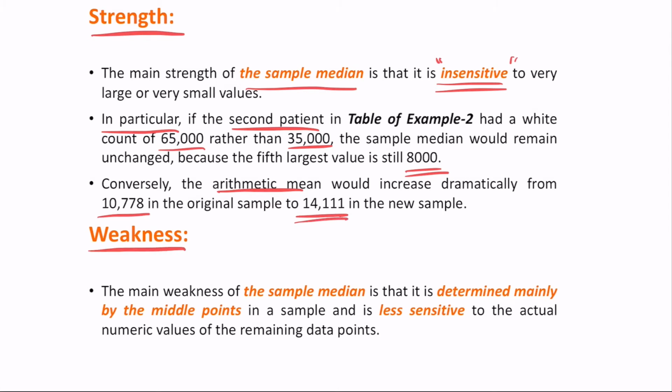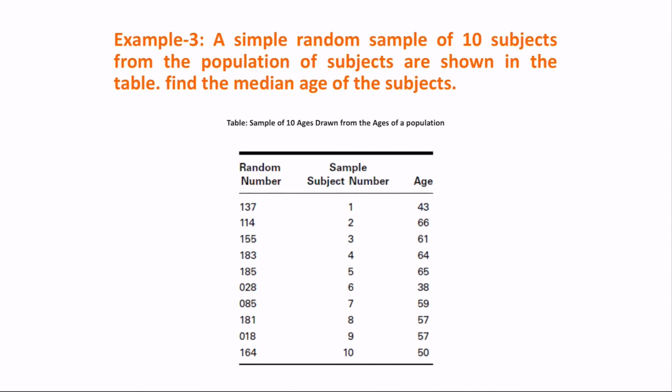The weakness is that the sample median is determined mainly by the middle points, and it is less sensitive because it does not take into account all of the actual numerical values of the remaining data points. So again, try this problem. This is classified based on age, so this is the data. Try to find out the median for these observation values.